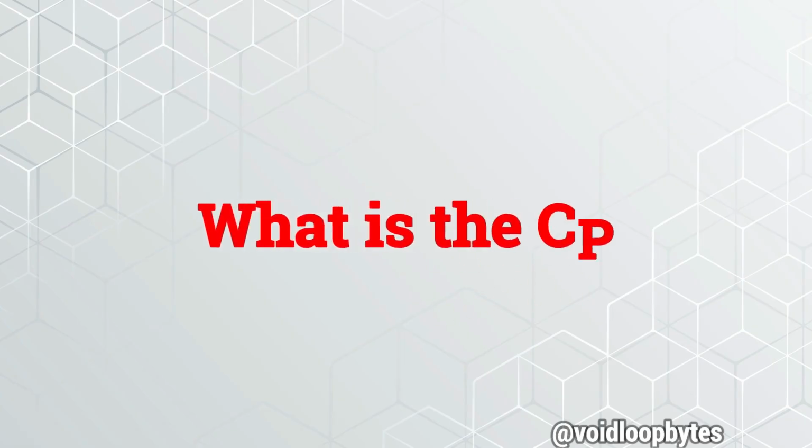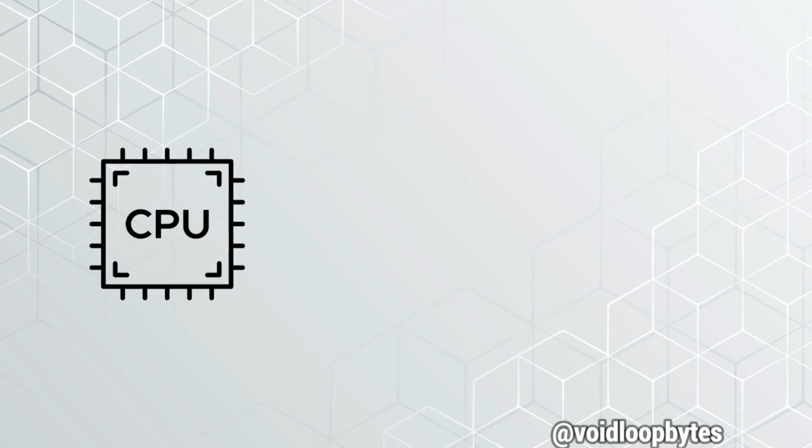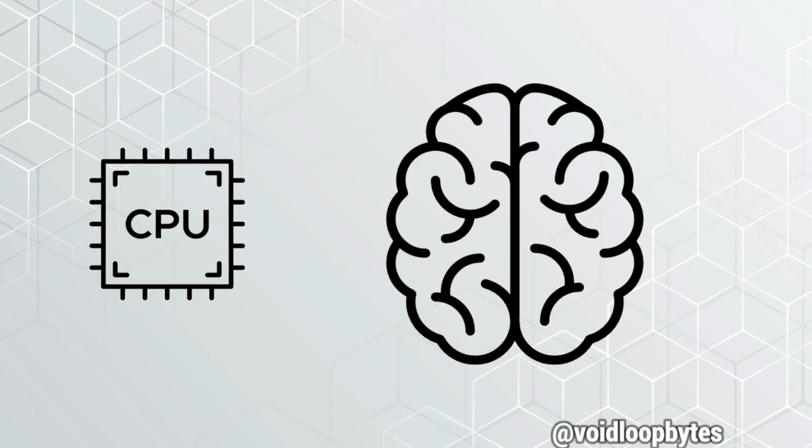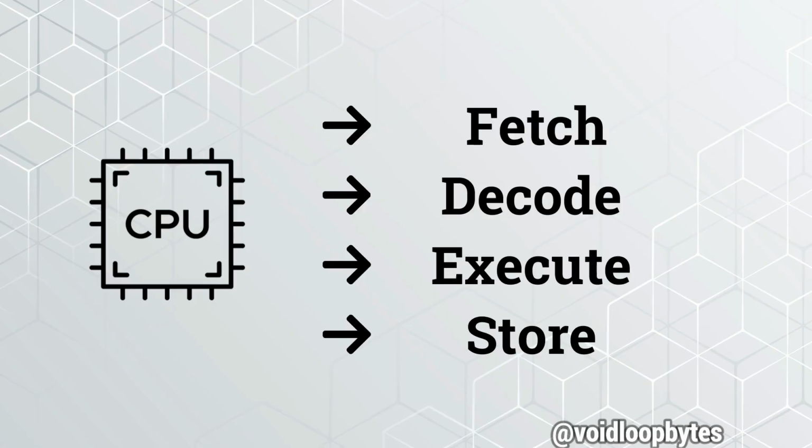What is the CPU? Every microcontroller has one important component that controls everything. It is the CPU, or Central Processing Unit. Think of the CPU as the brain of the microcontroller. Its job is to execute your program by reading instructions, processing them, and controlling the other hardware inside the microcontroller. Whether it is blinking an LED, reading a sensor, or communicating with another device, every task is coordinated by the CPU. In simple words, without the CPU, a microcontroller cannot do anything.